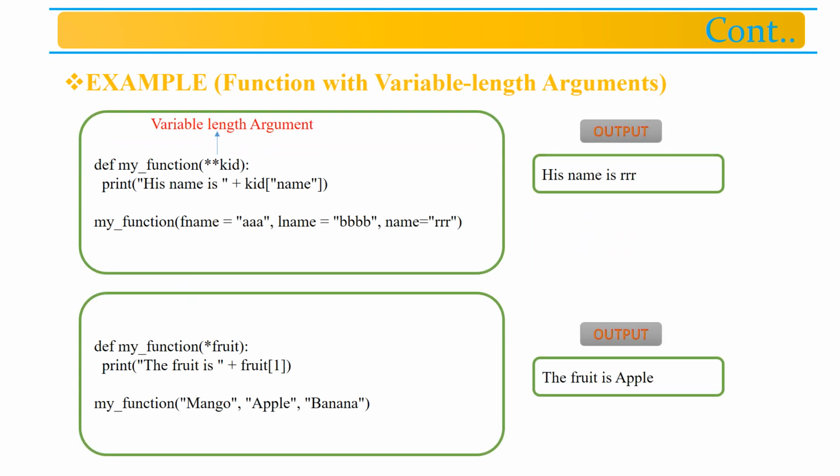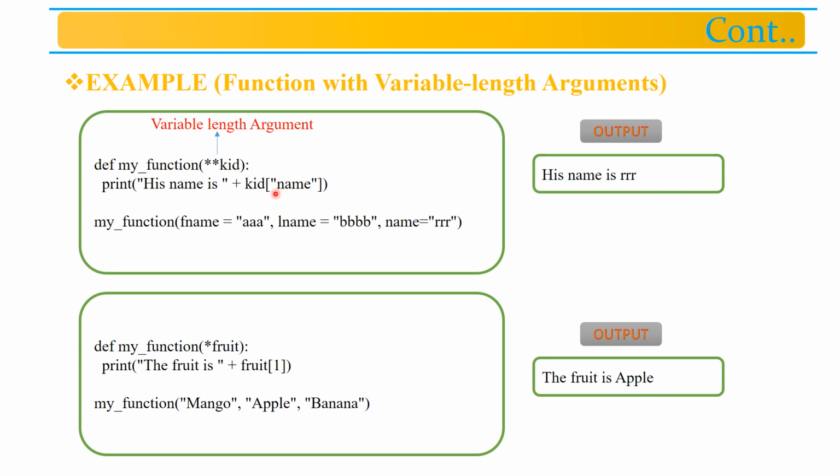The next example is a function with a variable length argument. Here in this function I have used two asterisks, kid. What I have used here is print his name, kid of name. When I call the function my_function, I have passed three values: fname equal to AAA, lname equal to BB, and name equal to the third value. Whatever values I have passed here will all be passed to this kid function.